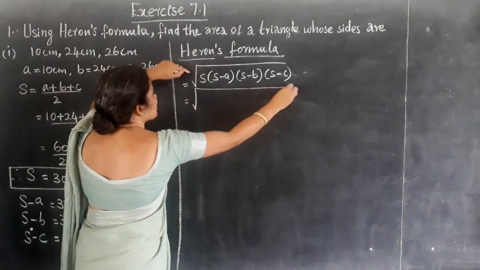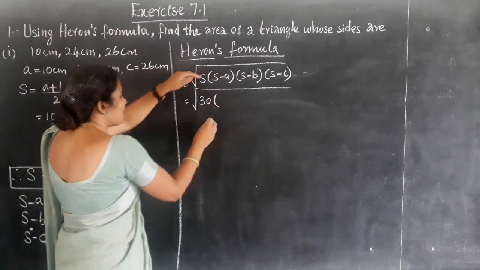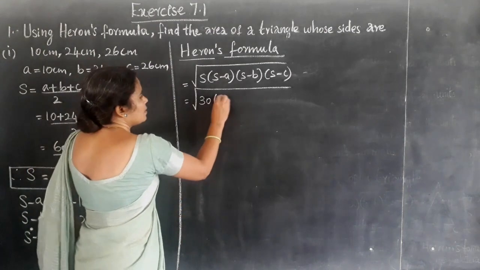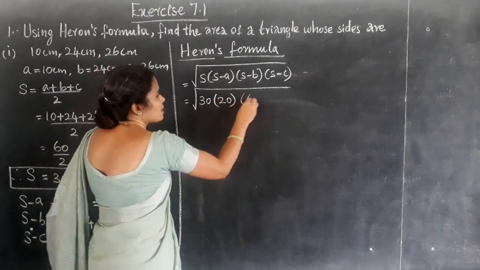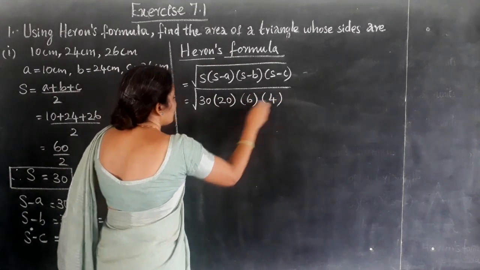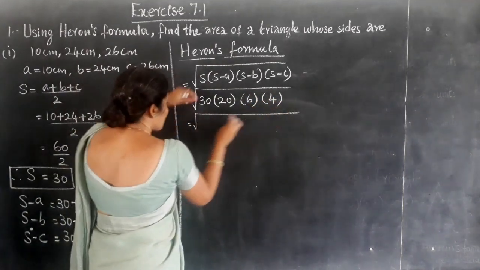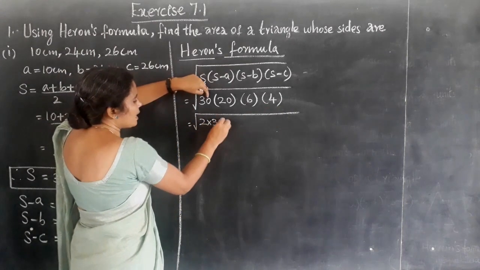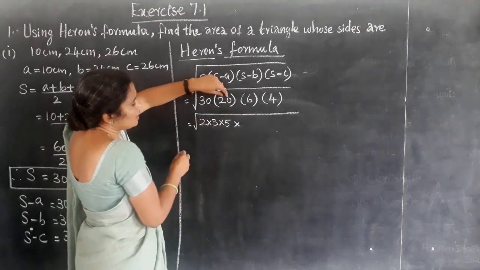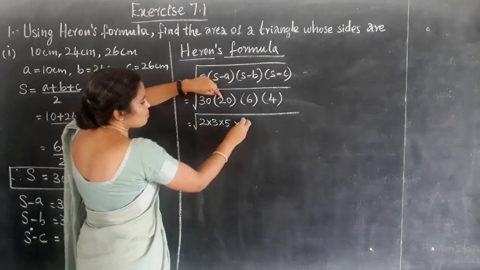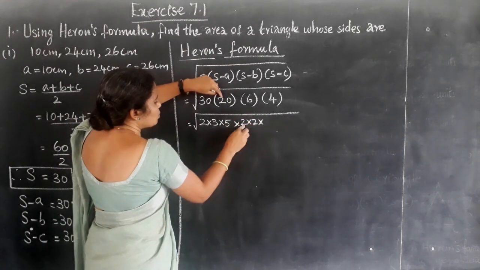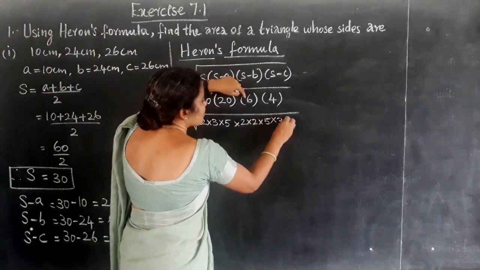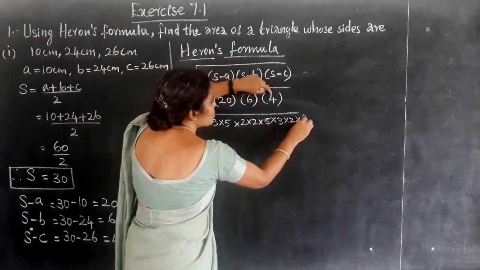Now substitute the values. S is 30, S minus A is 20, S minus B is 6 and S minus C is 4. Now write the factors. 30, 2 into 3 is 6, 6 into 5 is 30. Again here 20, 5 fours are 20, so split 4 as 2 into 2, 4 5s are 20. And 3 2s are 6 and 2 2s are 4.